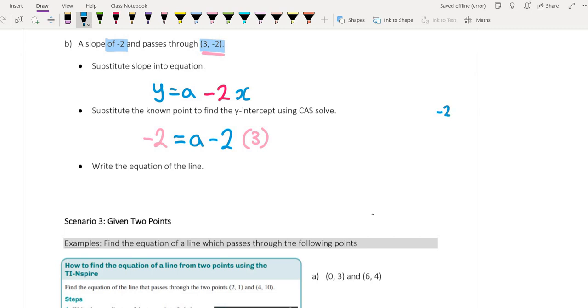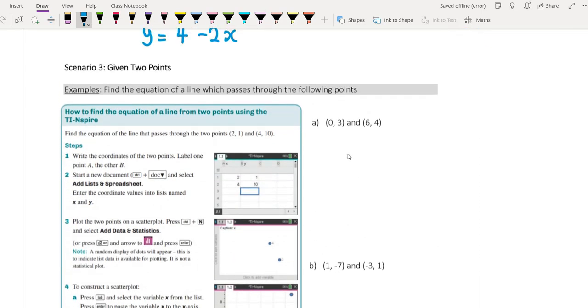I'm just going to quickly do it on the side. So a has to be 4. And once you've found your a value, you finish the equation. Y equals 4 minus 2x.